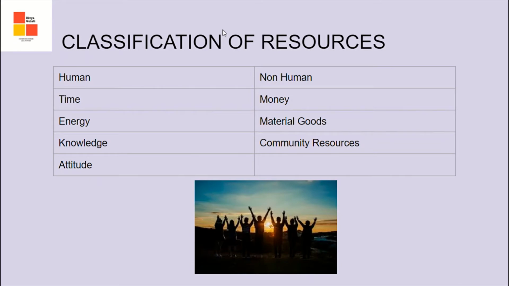Classification of resources. Some resources are part of the individual and they can be used only by the person. These are called human resources. Example, time, energy, knowledge, attitude. While other resources can be used by each and every member of our society. They are called non-human resources, like money, material goods, community resource.